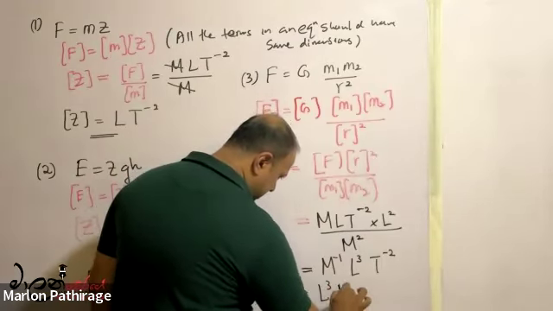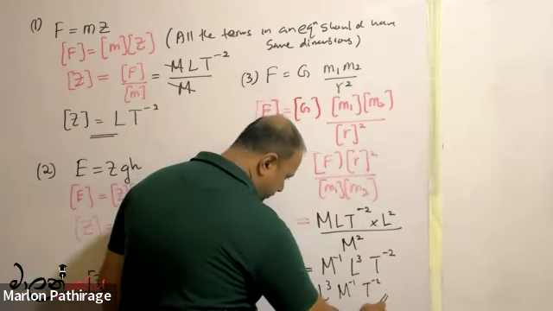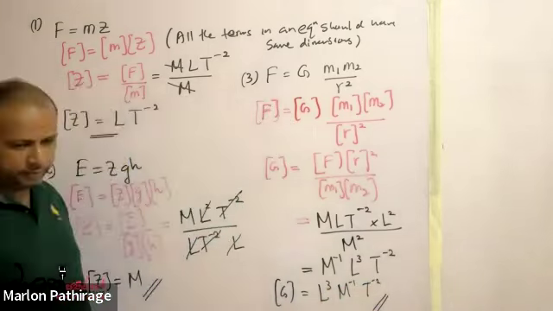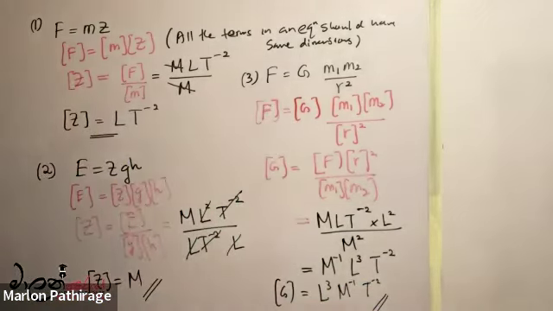L3 M minus 1 T minus 2. Is that correct?